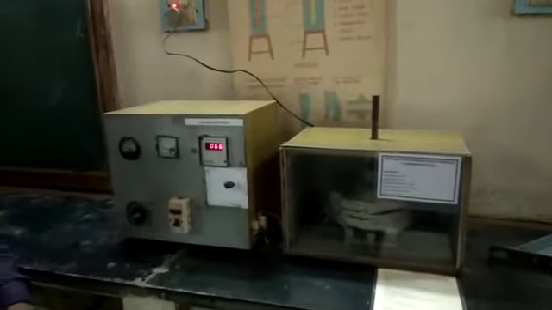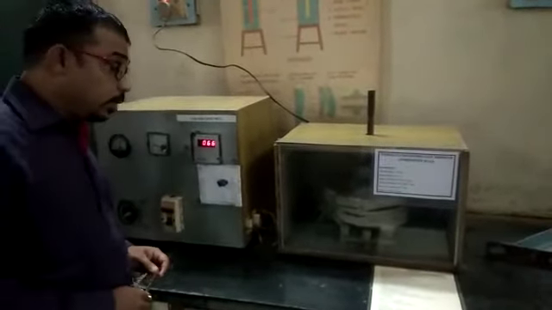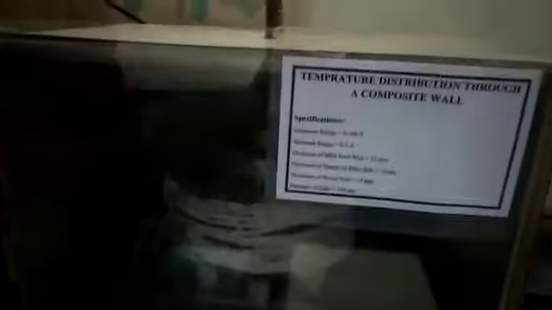Hello students, we are near the setup to determine the thermal conductivity of a composite slab. This composite wall or composite slab is made up of plaster of Paris, then mild steel, and then a wooden slab. So we can see over here that there are the slabs. This is not a single slab. There is a combination of plaster of Paris, mild steel, and wood.